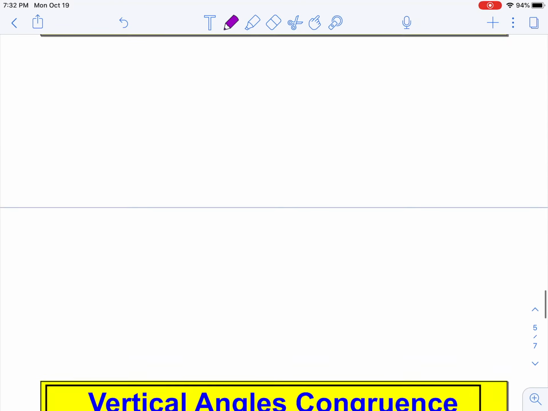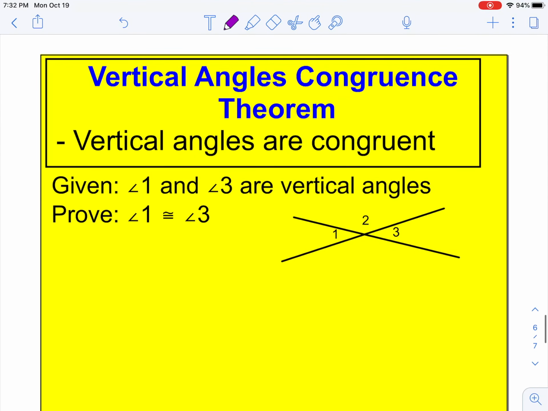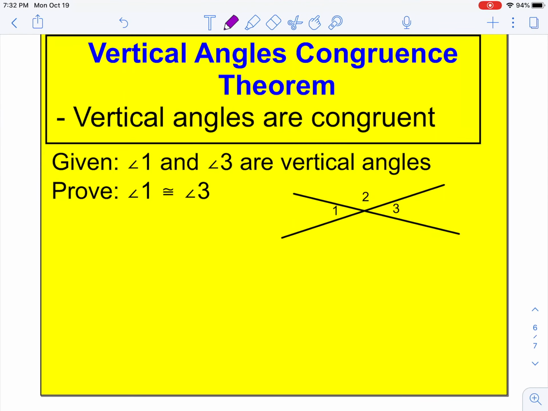Okay, here's one more. This is the last of our angle pair relationships that we're going to prove, and then we're going to do one more additional proof. All right, the vertical angles congruence theorem says that vertical angles are congruent. We've already stated that theorem. You've already been using that theorem, but let's go ahead and prove it.